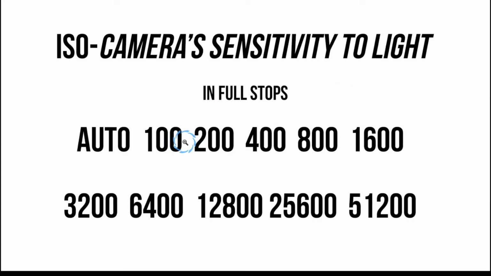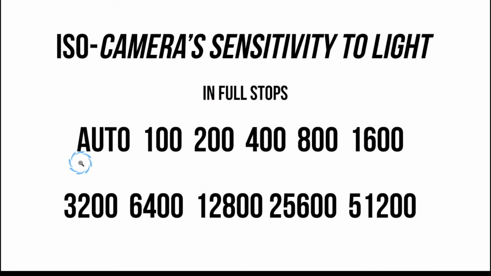So you might see a 160 in between 100 and 200. These are your full stop numbers. It is very easy to figure them out because they always double. So we've got auto, and then 100 through 51,200 are your different ISO settings.